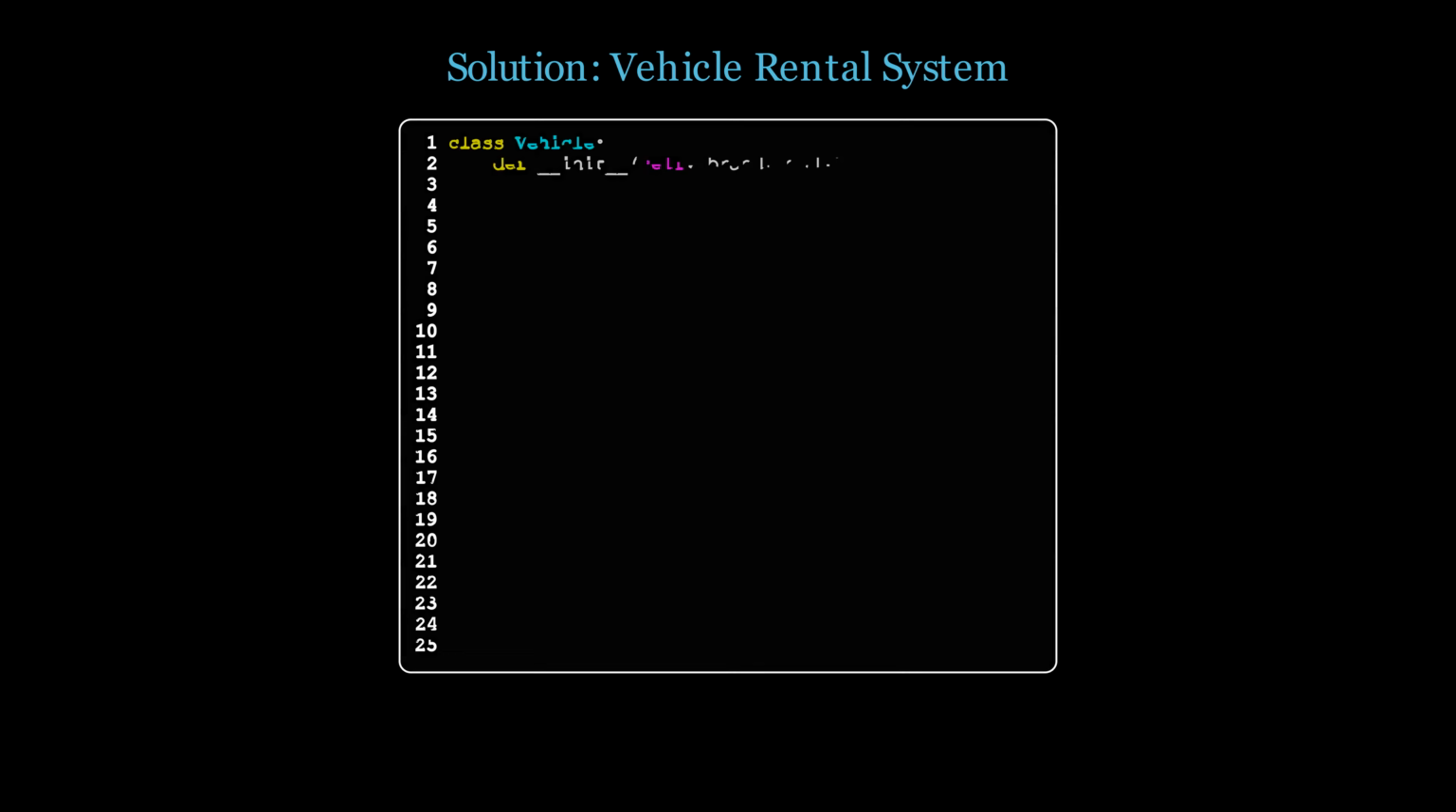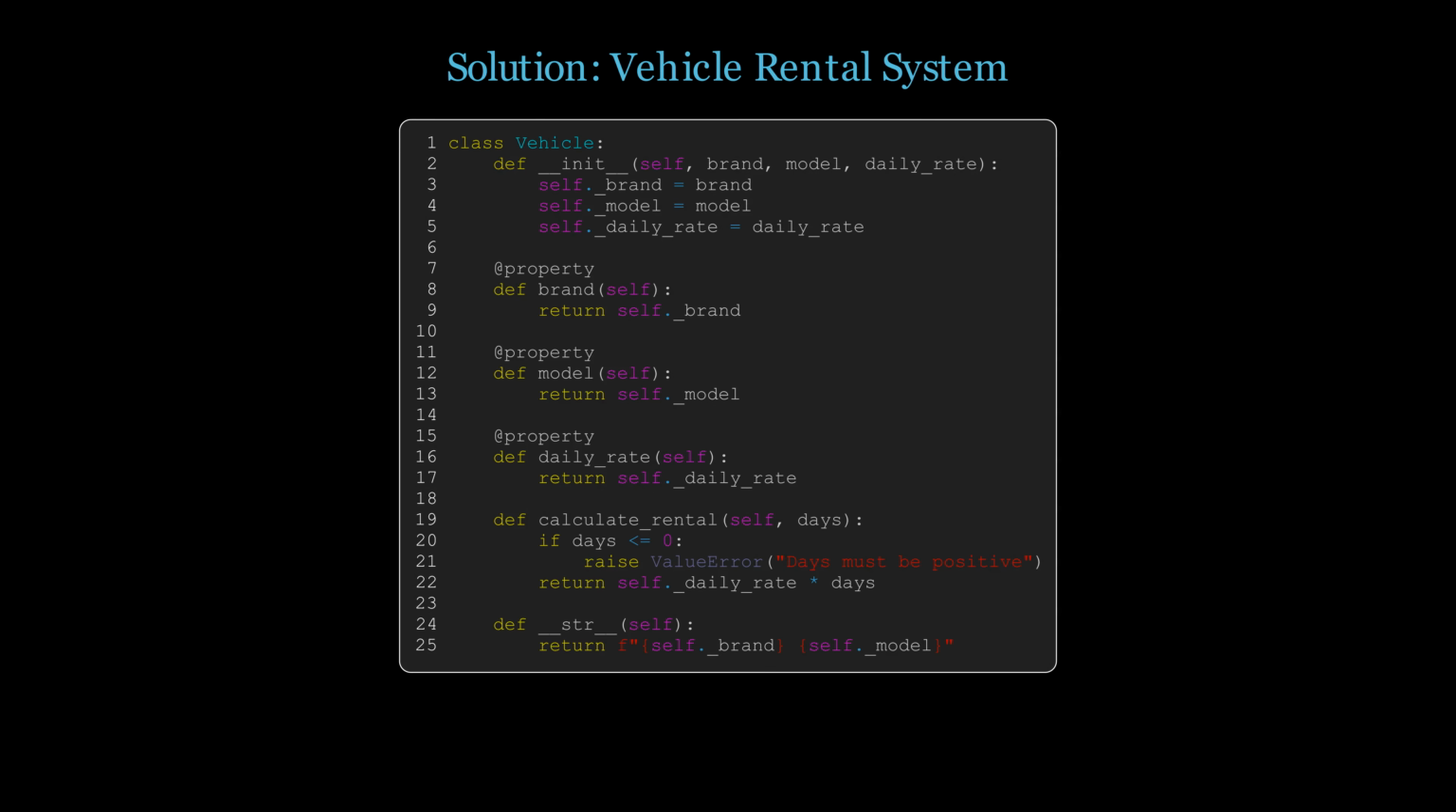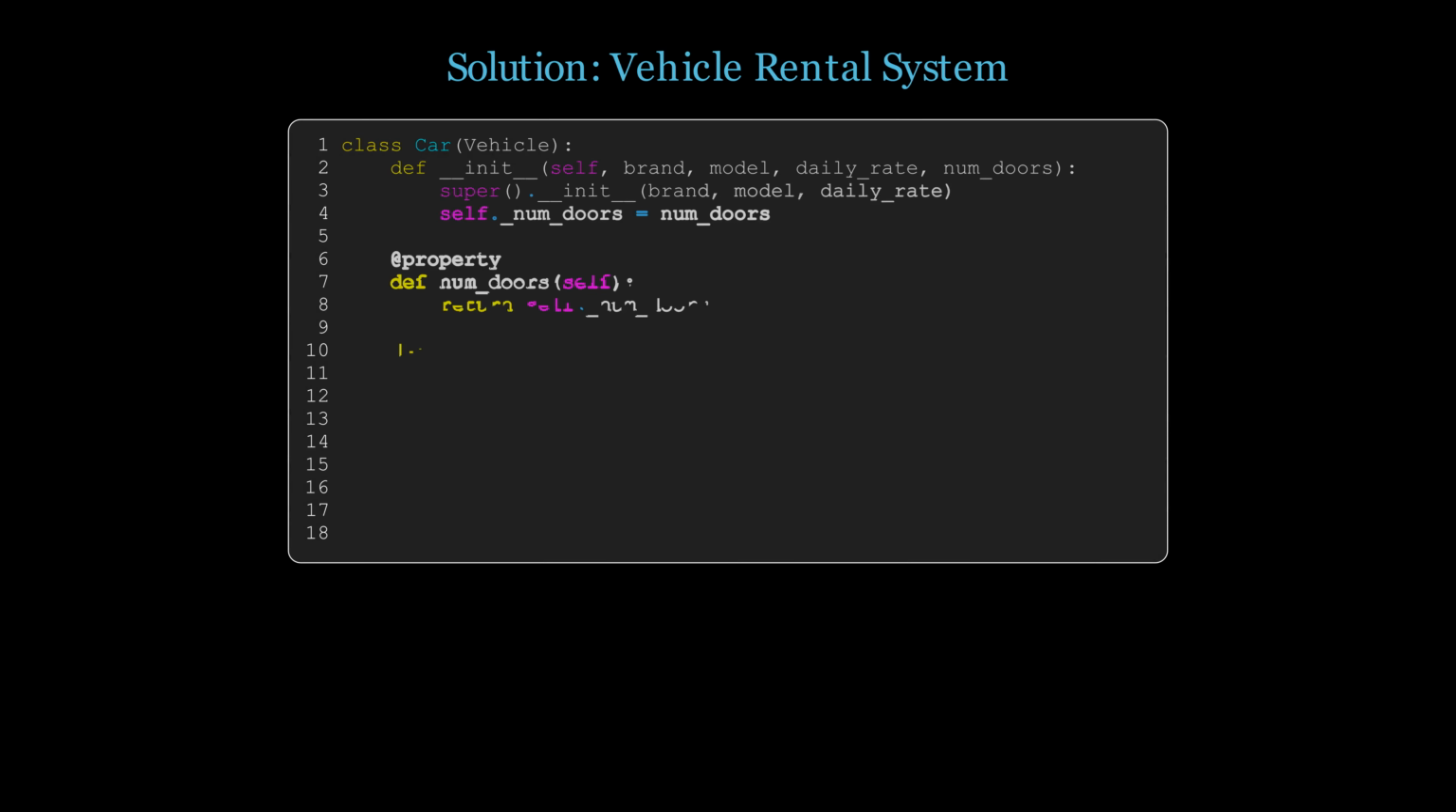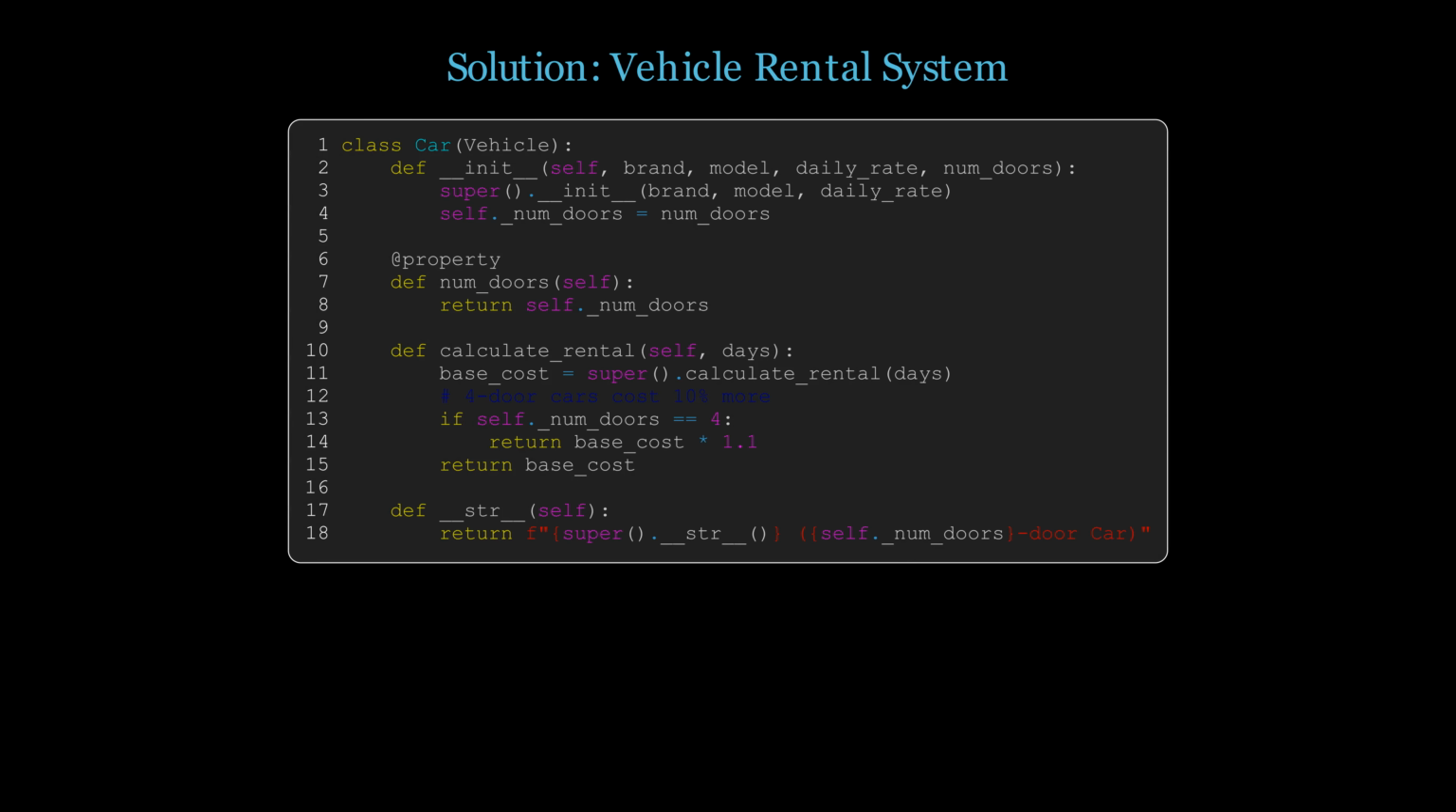Here's a complete solution demonstrating inheritance and encapsulation working together. The vehicle base class encapsulates brand, model, and daily rate as protected attributes. Properties provide read-only access. Calculate_rental validates input and calculates cost. The __str__ method provides a clean representation. This is our foundation.